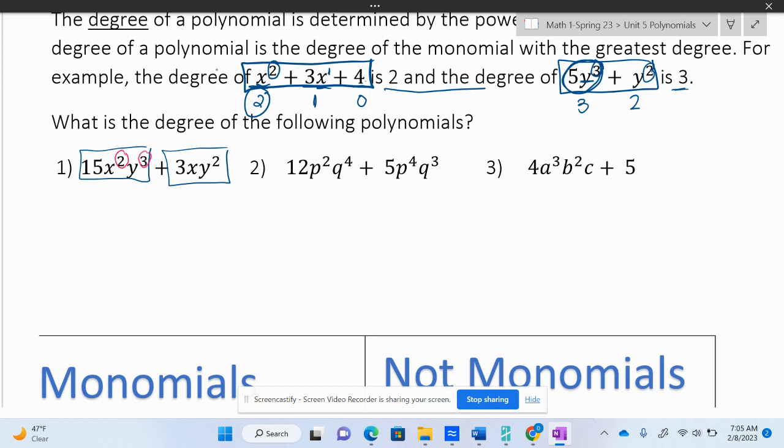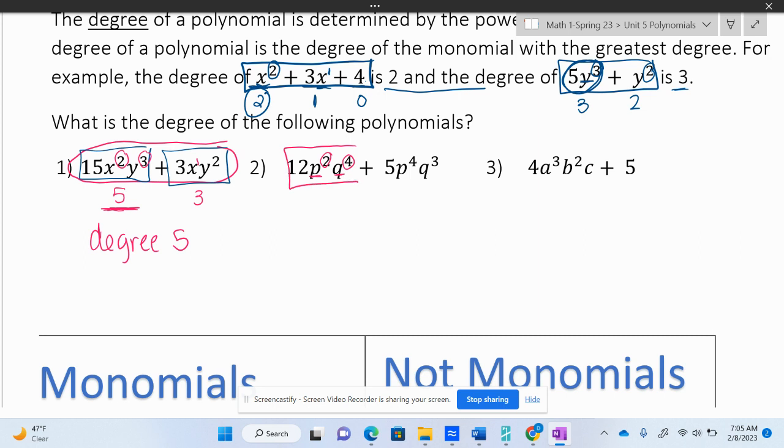So 2 plus 3 is 5. Remember, this has a 1 on it. 1 plus 2 is 3. So this whole polynomial takes the degree of the largest term, degree. So this is a degree 5. When I look at this next example, P has a power of 2, Q has a power of 4.